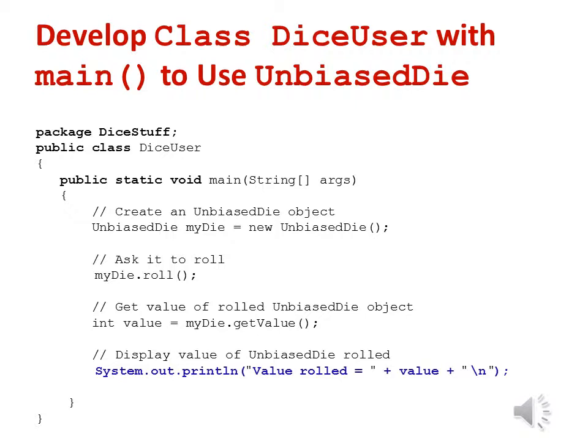So the string "value rolled = " is concatenated with the contents of the variable value. Then a new line character is concatenated. The final string is displayed.